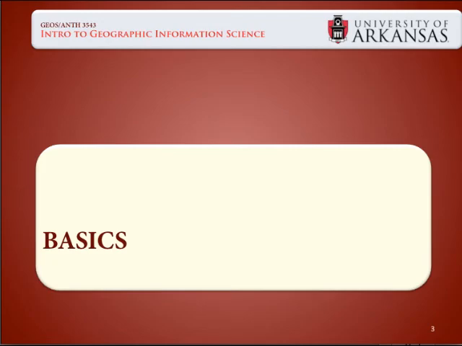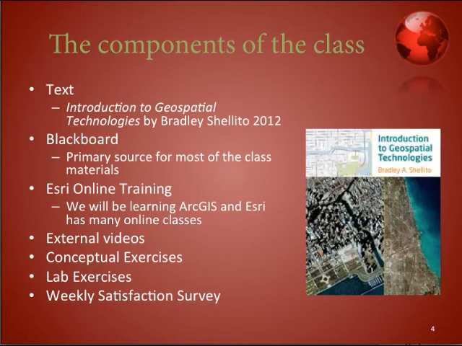First of all, some basics. There is a set of key pieces to the class. We'll talk more about each of them later in the lecture, but in overview, the pieces are, first of all, our text, the class Blackboard site, the specific ESRI online training that we'll be using, a number of external videos, conceptual exercises, lab exercises, and a weekly satisfaction survey.